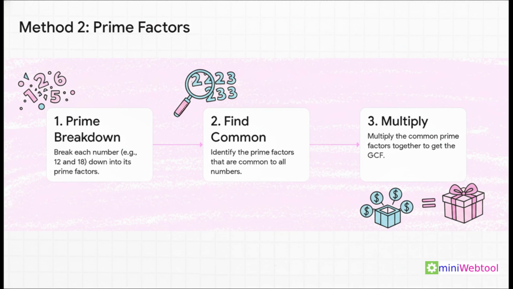The second method feels a bit more math class. It's prime factorization. For our tile problem, we take 12 and 18. We break 12 down into its prime building blocks. That's 2 times 2 times 3. We do the same for 18, which is 2 times 3 times 3. Now we look for the prime factors they have in common. They both share one 2 and one 3. We just multiply those shared parts together, 2 times 3, and we get 6. Boom! The biggest tile you can use is 6 by 6 feet.